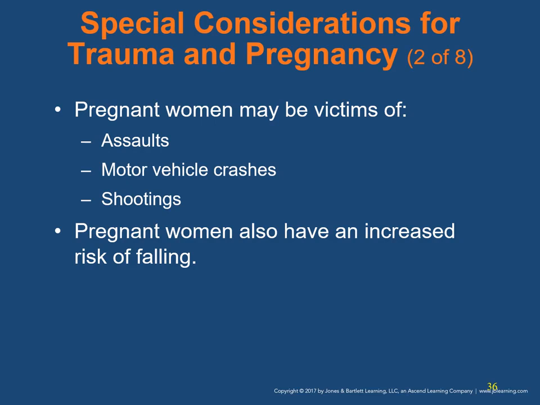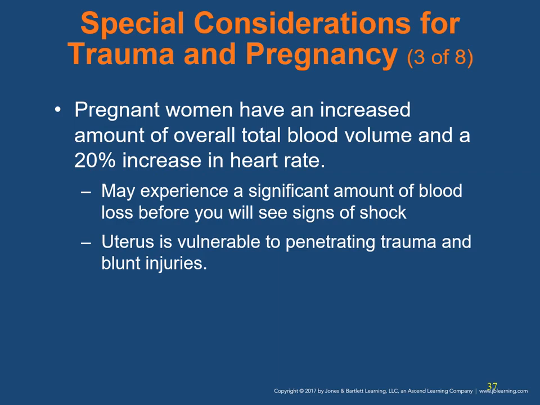Hormonal changes loosen the joints in the musculoskeletal system. The increased weight of the uterus and displacement of the abdominal organs can affect a woman's balance. Pregnant women have an increased amount of overall total blood volume and approximately a 20% increase in their heart rate by the third trimester. A pregnant trauma patient may experience a significant amount of blood loss before you detect signs of shock. The fetus also may be in trouble well before signs of shock are present.